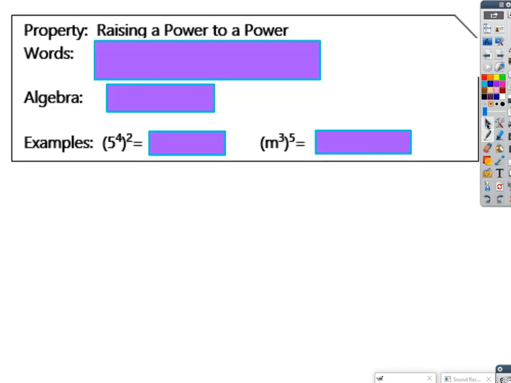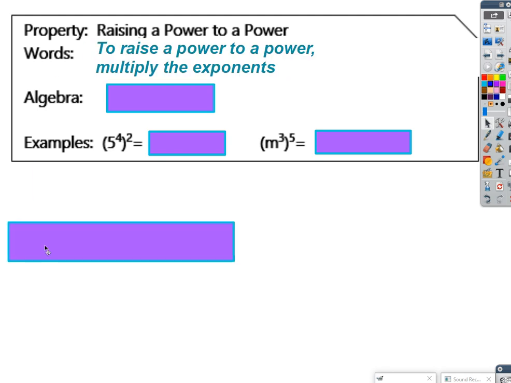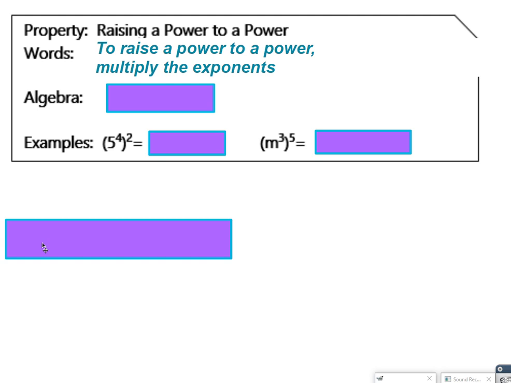So the property raising a power to a power in words is just to raise a power to a power, multiply the exponents. If at any time during the video you need to pause to keep up with the notes, press pause and resume when you are ready.